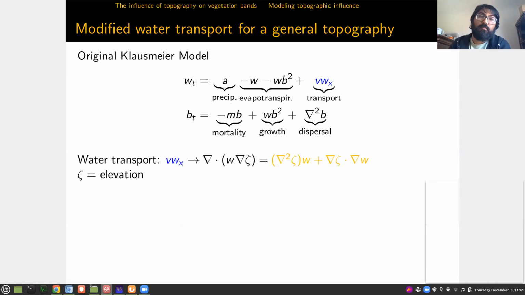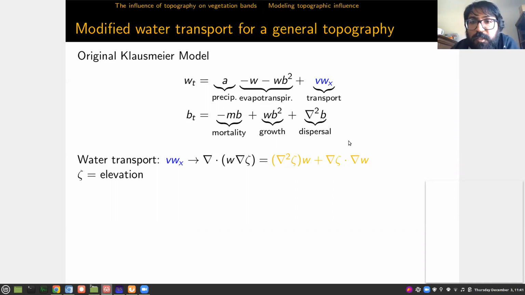And then we took this model and added a little bit of detail to it in terms of the water transport, because that's where we expect the topography to influence things, right? In terms of how the water flows on the surface. So instead of having this uniform advection downhill, we said that the advection rate is proportional to the local elevation gradient, okay? And using the product rule, we can separate this into two pieces, which I think each have a nice physical intuition about them.